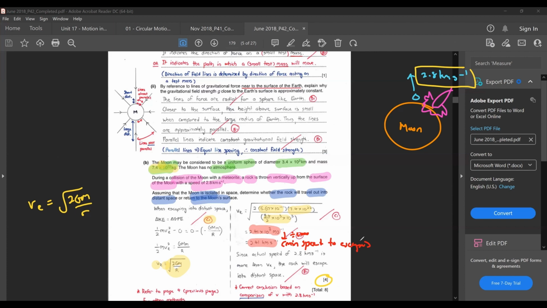All right, but you compare it with your actual speed right now. This is your actual speed, 2.8. This is the minimum speed to escape. This is the required speed. Okay, minimum required is this, but actual right now is 2.8. So the conclusion that you will be able to draw from this is that since your actual speed is 2.8 km per second, which is more than your escape velocity, the rock will therefore escape into distant space. Okay, so that is for this.